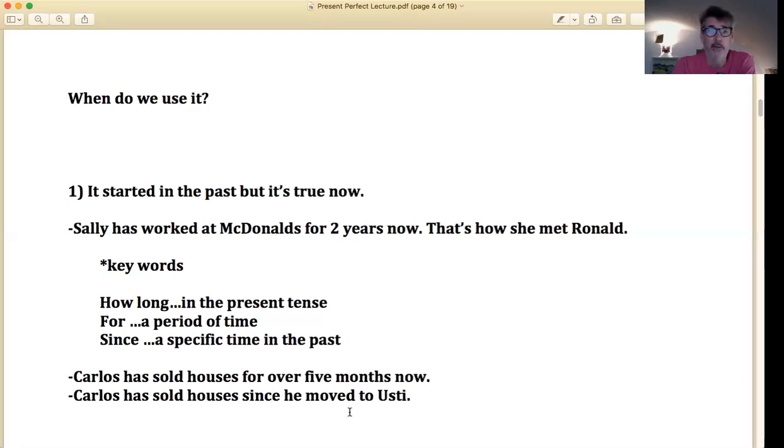Carlos has sold houses for over 5 months now. So has sold, there's our present perfect. And we have for 5 months, for over 5 months. That is a period of time. Or another way to communicate a similar idea, Carlos has sold houses since he moved to Usti. Since he moved to Usti. So that was 5 months ago. He moved to Usti 5 months ago, and he sold houses for 5 months, or since he moved to Usti. All right. So that's kind of the basic idea of present perfect.